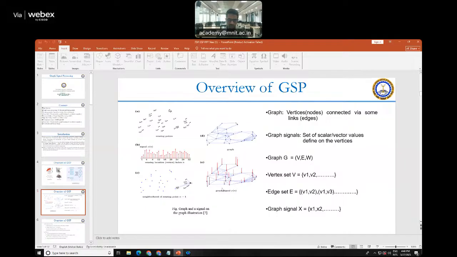Now see, the question comes: how do we represent it? We will go through the signal processing exactly the same way as we have gone through conventional signal processing. So what we are saying here is that in the graph, we are defining basically two things. One is vertices, another is edges. What do you mean by the vertices?